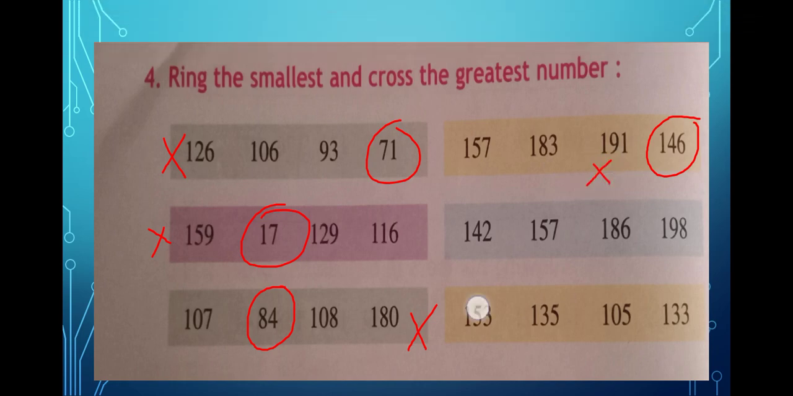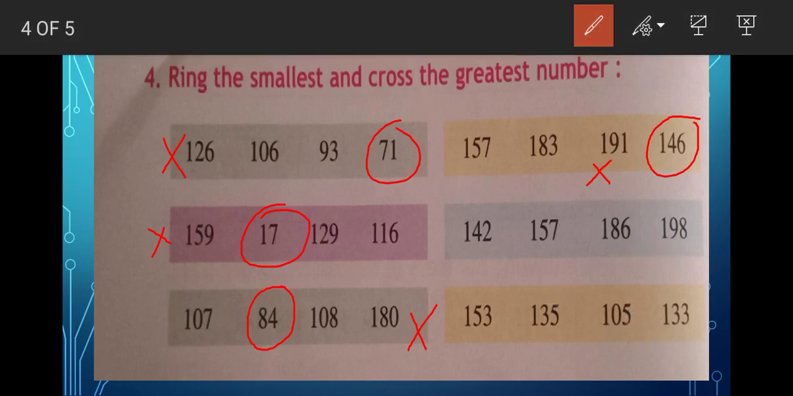In the same way, here also 4 numbers, all are having 3 digits. Okay, 3 digits, and all are having 1 in hundreds place. So you have to see the tens place. Tens place, here it is 4, 5, 8 and 9. So the smallest number is 4. So we have to ring this one, and the greatest one is 9. So you have to cross this one.